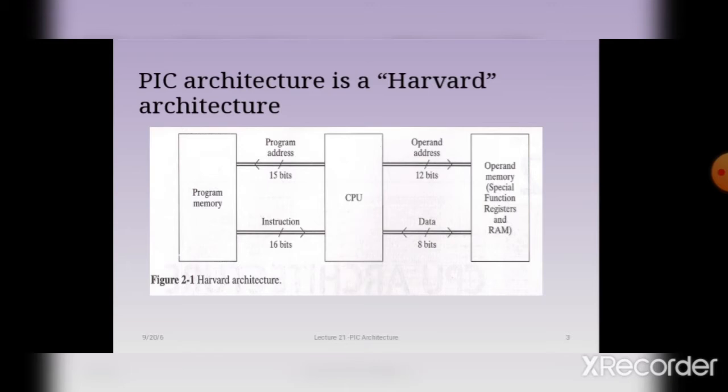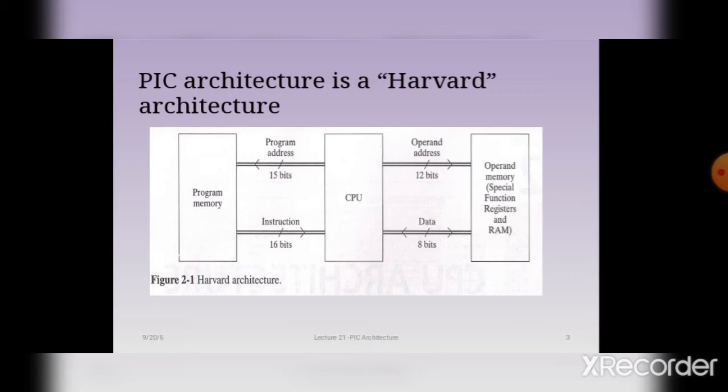Suppose you consider the basic 8085 microprocessor. There we come across a memory where we store both program as well as data, in the same memory, and such architecture is called von Neumann architecture. That means in von Neumann architecture there is no separation between program memory and data memory.